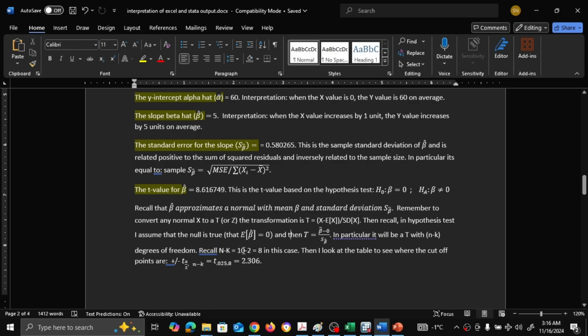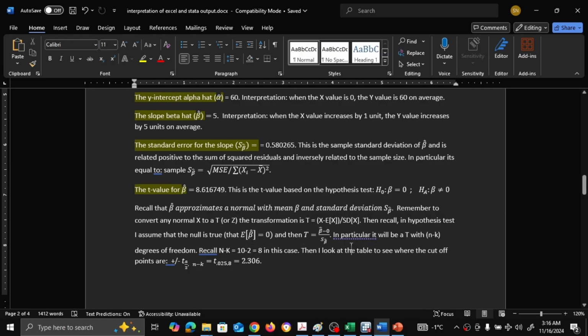In this case, n, my sample size, is 10. K is the number of parameters to be estimated. How many parameters are there? They are the y-intercept, alpha hat, and beta hat. So there's two parameters in this case. So my degrees of freedom are 8.